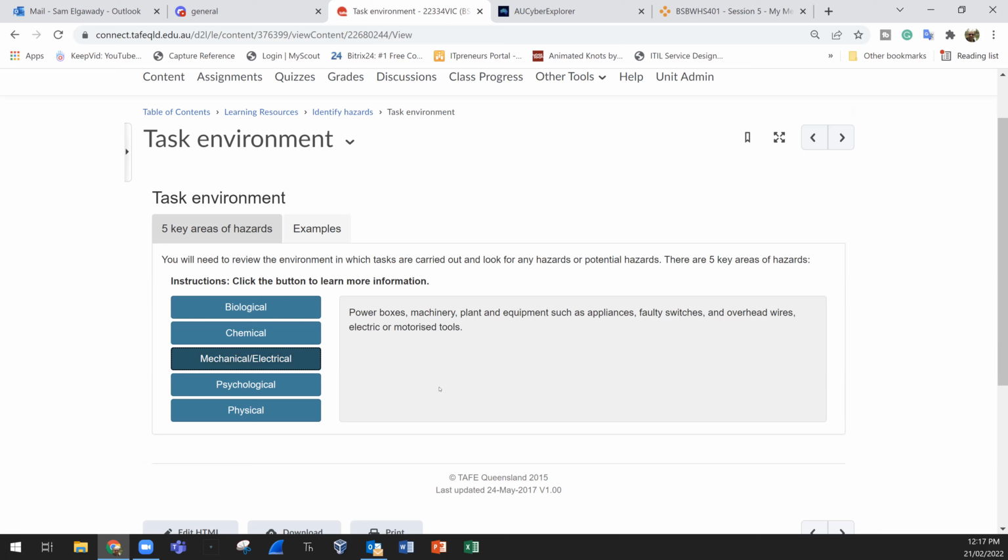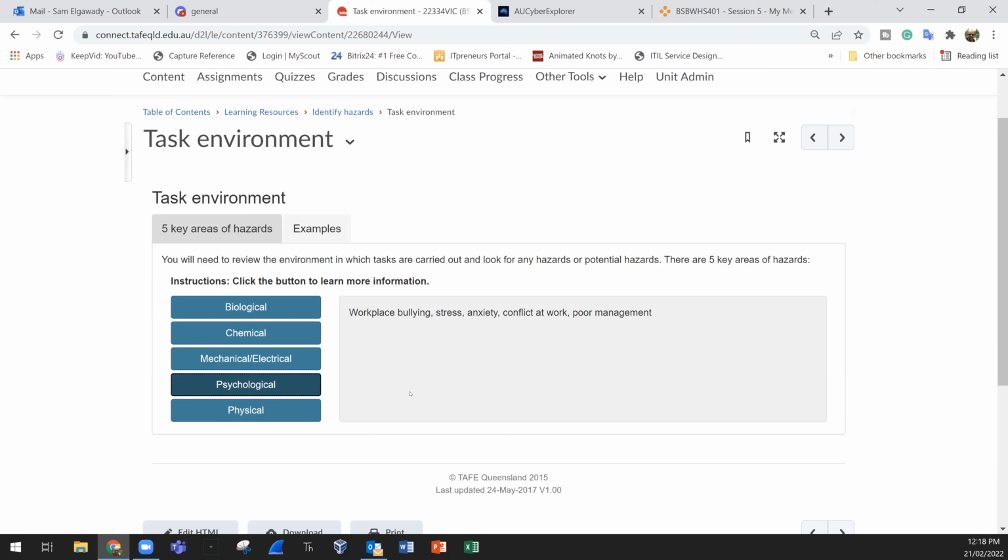Mechanical, electrical: power boxes, machinery, plant and equipment such as appliances, faulty switches, overhead wires, electrical or motorized tools, maybe even kitchen blender or microwave. Psychological, like workplace bullying, stress, anxiety, conflict at work, poor management. This could cause issues, of course.